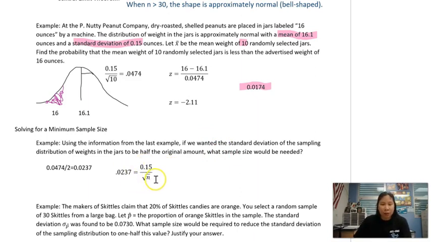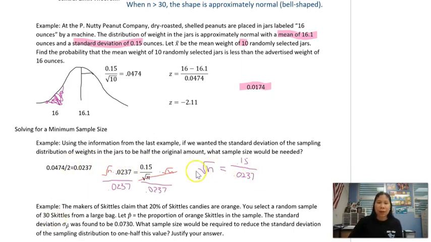In order to solve this equation to get n by itself, the easiest way is to multiply both sides by the square root of n. That way I don't have fractions anymore, because we don't like fractions that much. Sorry, terrible handwriting because I'm drawing on a computer screen, very difficult. Then this side will go away. So now I have 0.0237 times the square root of n equals 0.15. To get the n by itself, I can divide both sides by 0.0237.